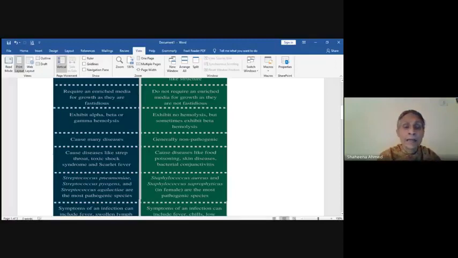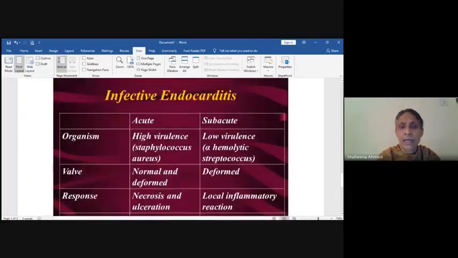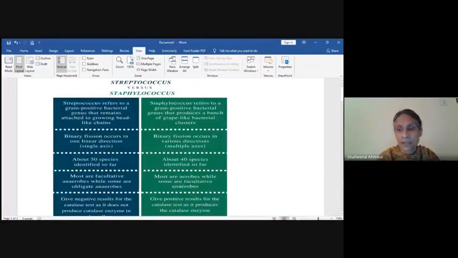grow. Like in a simple agar, you have to add blood to make it a blood agar. So streptococci need an enriched medium to grow, whereas staphylococci can grow on any medium. They do not require any special conditions.